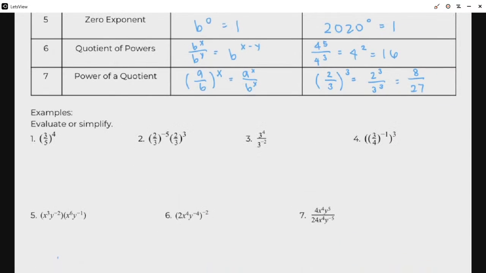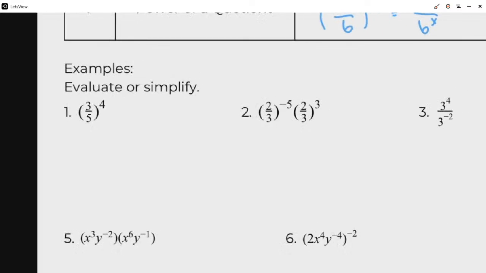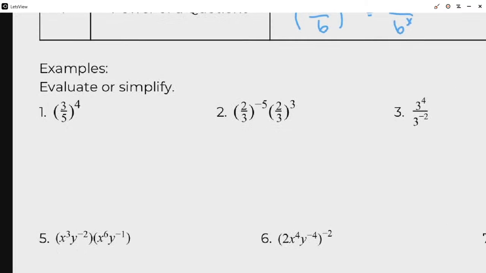Okay, so let's do a couple examples. So for the first section, we want to evaluate or simplify. So for this one, we can distribute the fourth power. So that's 3 to the fourth power over 5 to the fourth power. And that's going to be 81 over 625.